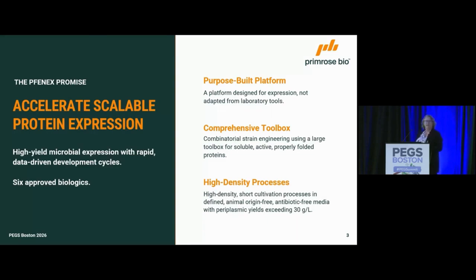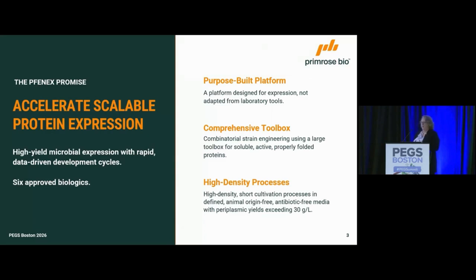So why Pseudomonas fluorescens? Well, really, we isolated this organism because it was great at making proteins. So this is a very purpose-built platform. It's designed for expression. We didn't take something from the lab and then try and shoehorn it into making proteins. So once we identified this organism, we built a toolbox around that.